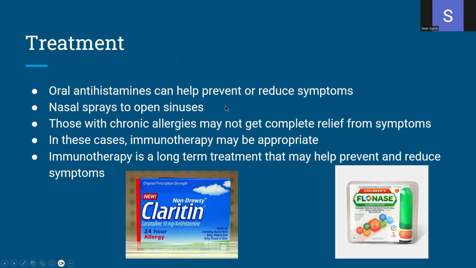Some treatments that are available for seasonal allergies are oral antihistamines that can prevent or reduce symptoms, and nasal sprays to open sinuses. It is seen that those with chronic allergies may not get complete relief from these symptoms if using these treatments. In these cases, immunotherapy may be appropriate. Immunotherapy is a long-term treatment that may help prevent and reduce symptoms.